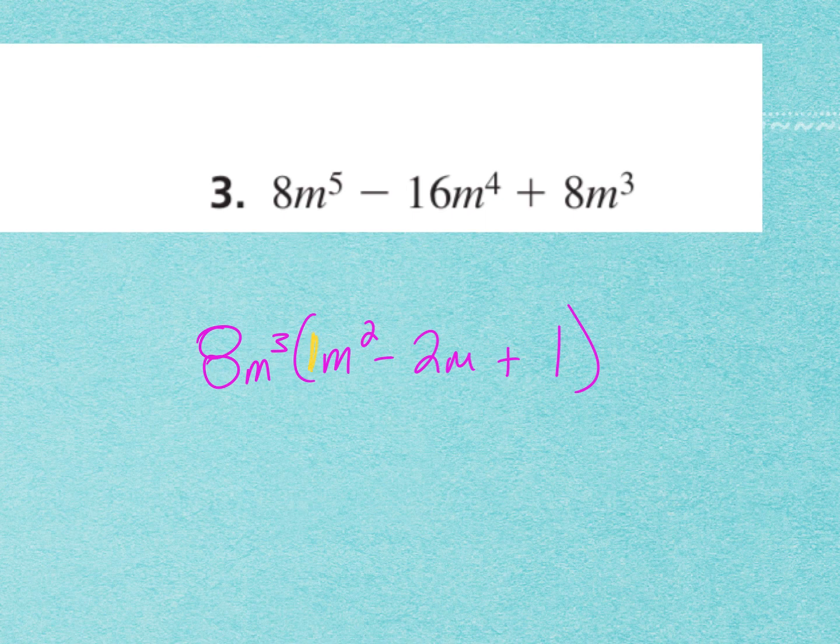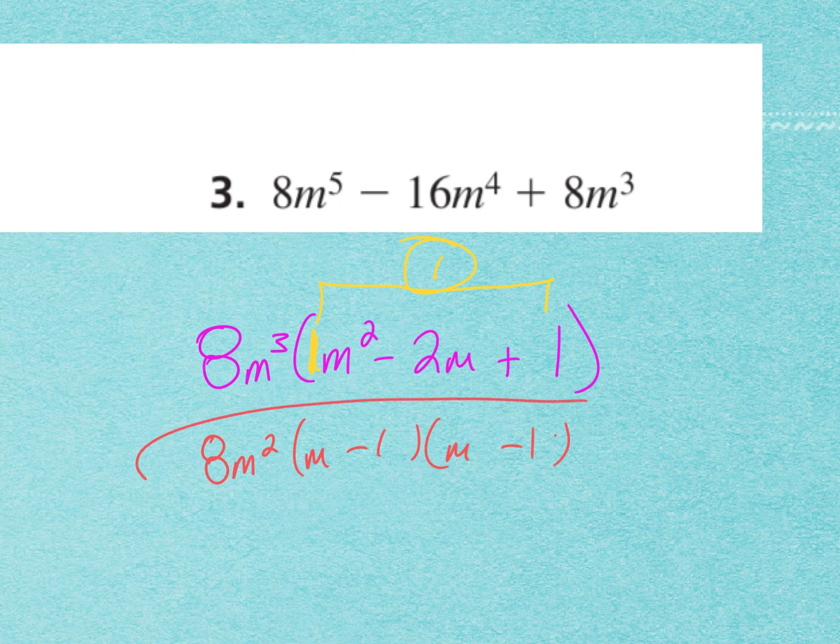Here's my a term. 1. I'm going to multiply a times c. 1 times 1. All right. My special number is 1 that I'm trying to get. Are there factors of 1 that could multiply to give me a positive 1, but add to give me a negative 2? 1 and 1? What kind of ones? Negative, negative. Very good. What's a negative 1 times a negative 1? Positive 1. What's a negative 1 plus a negative 1? Negative 2. Good, guys.